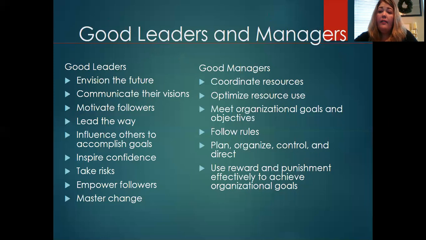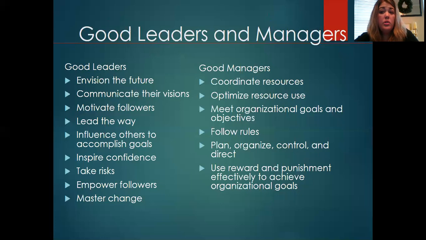Leaders have followers, and followers are also very important, because you really can't get anything done if there's not someone leading the initiative and those following behind that are making it happen. They influence others to accomplish their goals, so along those same lines, they inspire confidence. Someone that's a leader really makes their followers feel like they're making an impact and they're doing something good. They take risks. So being a leader, you're willing to fail because you're then going to reflect on that and learn from your failures. And sometimes it takes risks to do that.